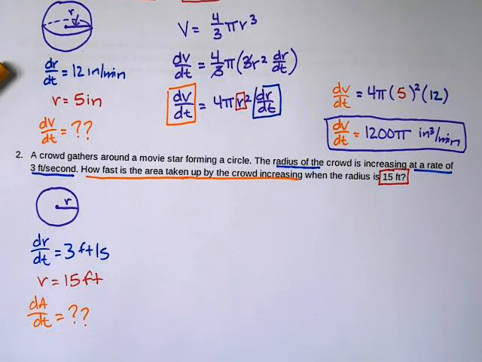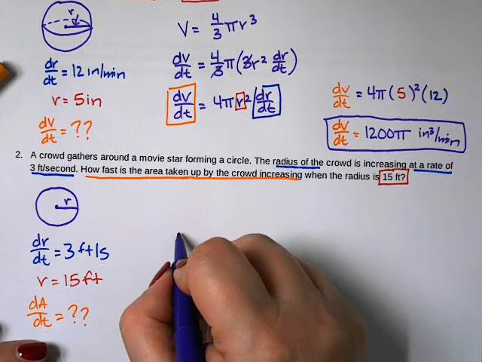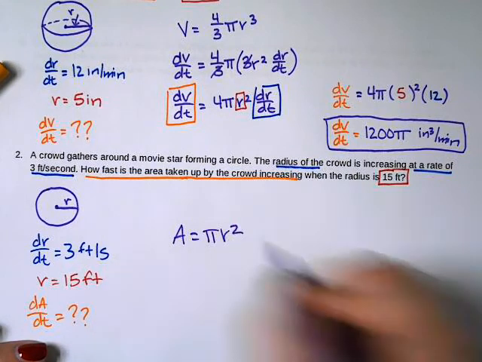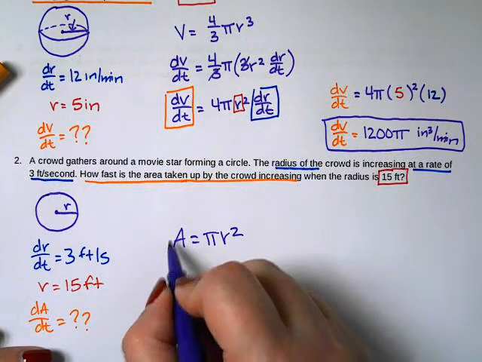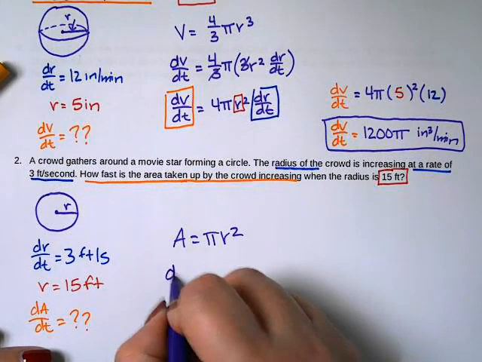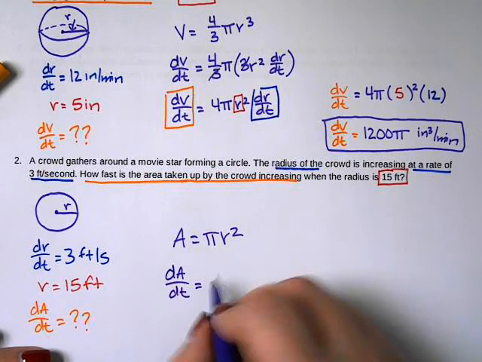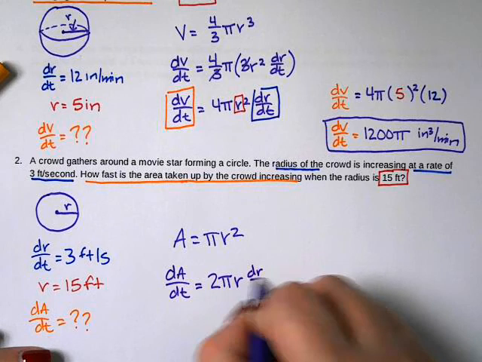So we need a formula that relates the radius and the area of a circle. Hopefully we know the area of a circle is pi r squared. And we're going to take the derivative with respect to time. So the derivative of the area with respect to time is dA/dt equals, we're going to drop that 2, so we get 2 pi r and then dr/dt.